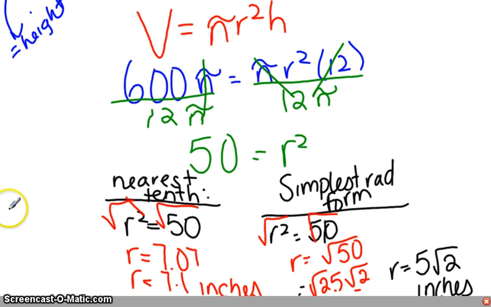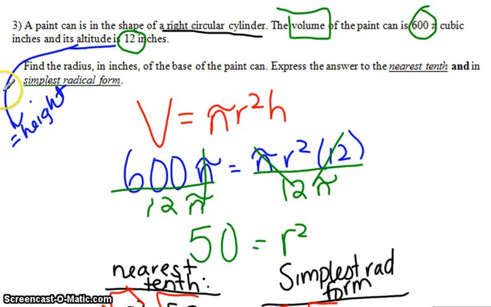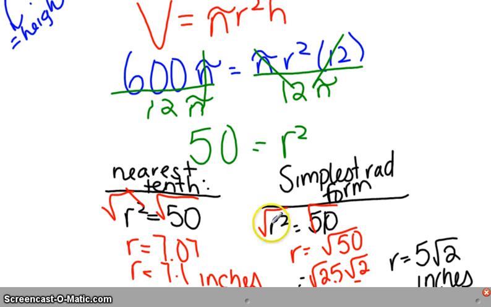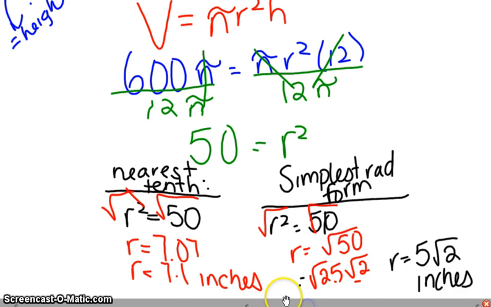And then it also said they want you to express it in simplest radical form. So from r squared equals 50, you have to break 50 into a perfect square and a non-perfect square. So that's 25 times 2. The square root of 25 is 5, and you're left with radical 2. So either 7.1 inches or 5 radical 2 inches. If you type 5 radical 2 into your calculator, you're going to get the 7.07. So that should prove that it matches.